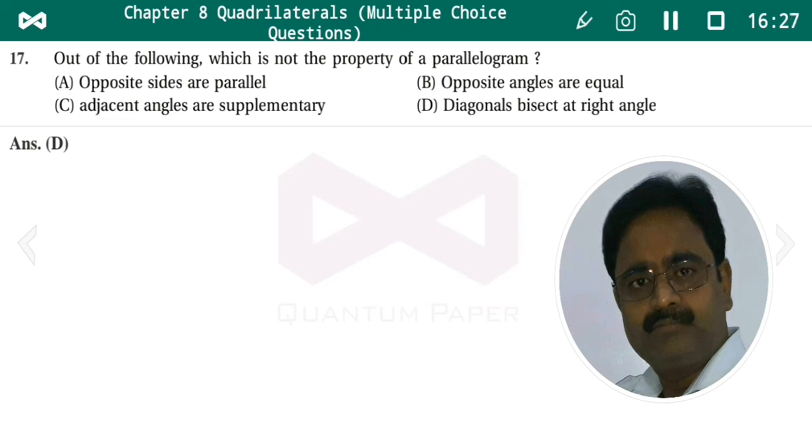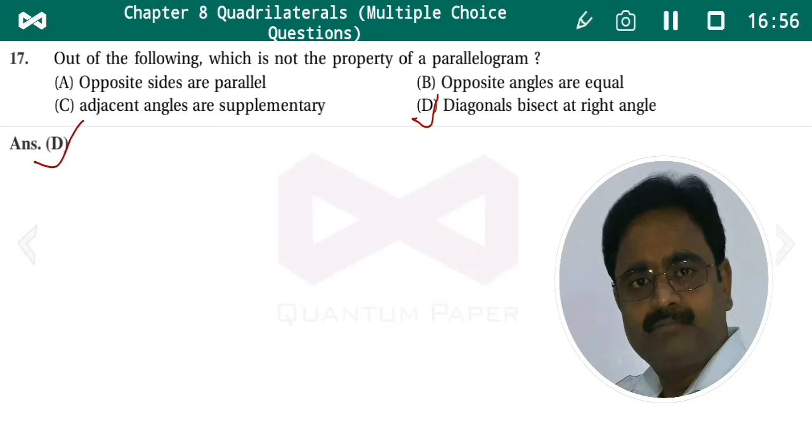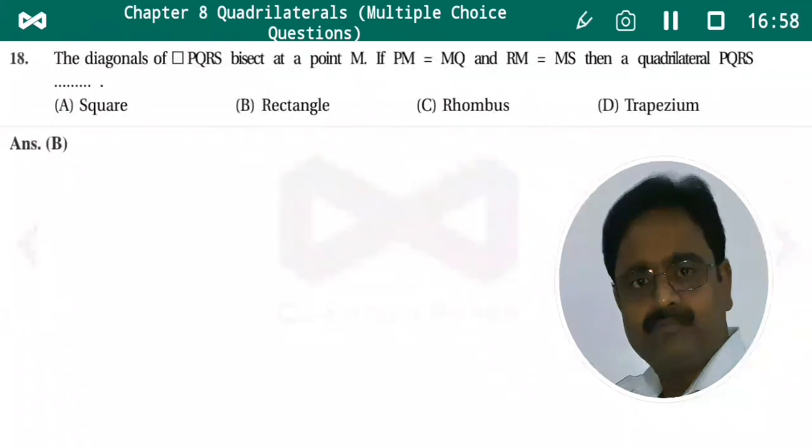ये तो सिर्फ और सिर्फ किस में पॉसिबल है? ये सिर्फ स्क्वायर में पॉसिबल है, रोम्बस में है, लेकिन किसी दूसरे पैरेललोग्राम में ये पॉसिबल नहीं है. देयरफॉर आवर ऑप्शन डी इज द राइट वन. व्हाट? डायगोनल्स बाइसेक्ट एट राइट एंगल. दिस इज ट्रू ओनली फॉर द स्क्वायर एंड रोम्बस. समझ गए आप लोग? Good. So let us move on to the next question, number 18.